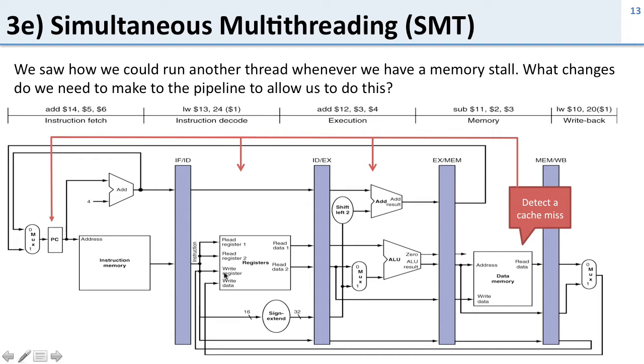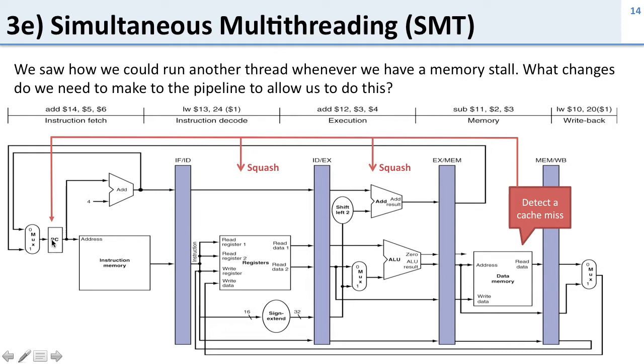Well, if we think about this, when we have a cache miss, we want to switch to another thread. How do we know it's another thread? Well, it's going to have a different PC. So each thread or each program has its own PC, which tells it which instructions to do. So when we detect a cache miss, we're going to have to first squash the instructions before it, because we don't want these ones to finish, because we're going to stop on the cache miss. So we have to squash the things in the pipeline.